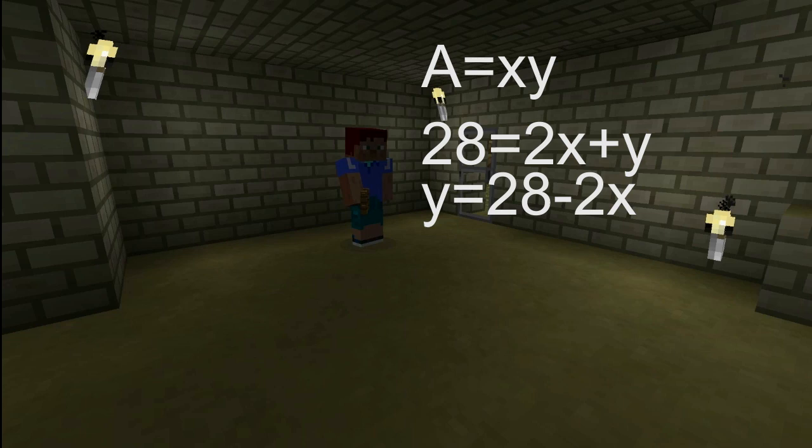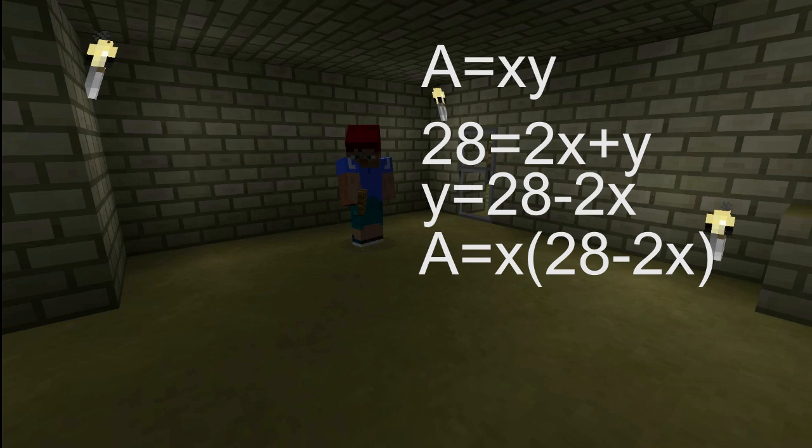Take the derivative of this new equation to get this. Move 28 to the other side and solve for x. Now find y using the area equation. I'm going to go build my thing.